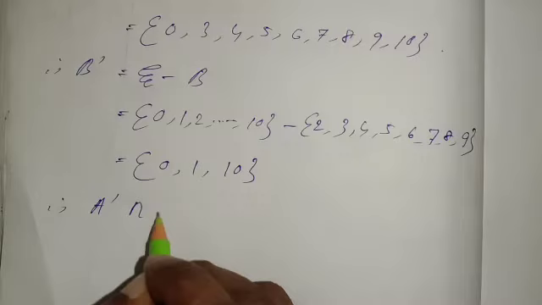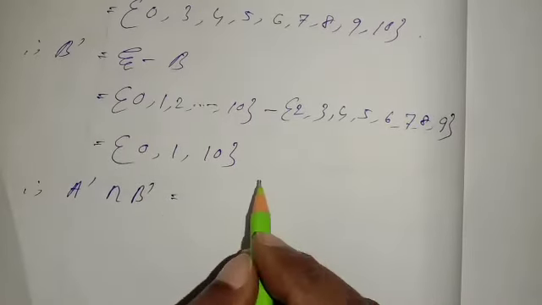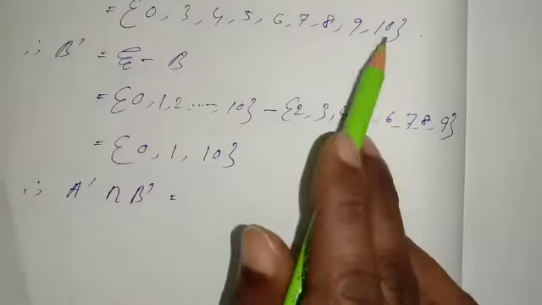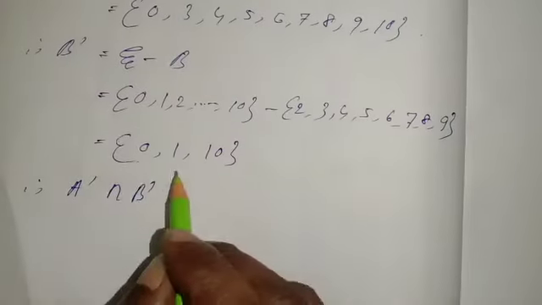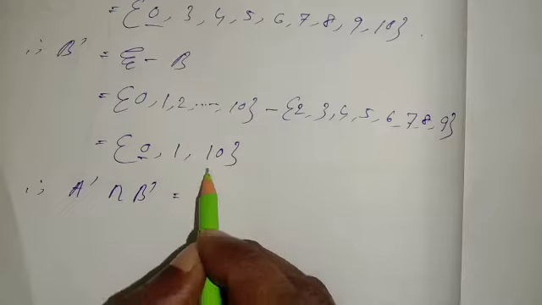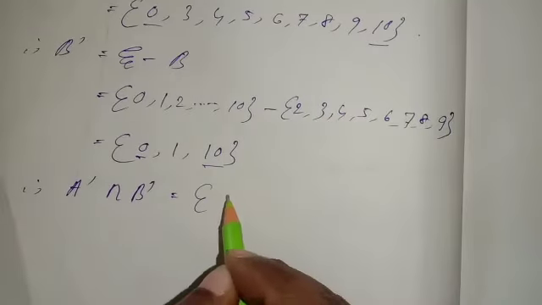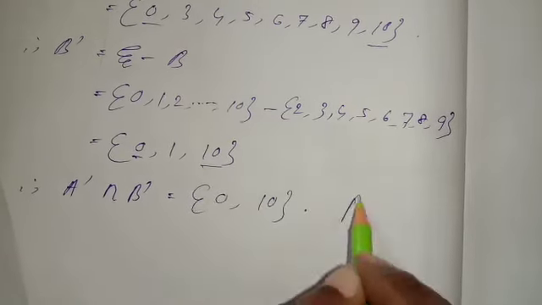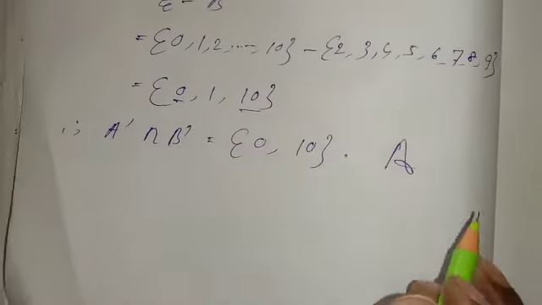After finding A complement and B complement, then you have to find out A complement intersection B complement. Intersection means the common elements between A complement and B complement. See, A complement, how much you got? 0, 3, 4, 5, 6, 7, 8, 9, 10. And all common is what? 0 common and 10 common. 0 and 10 is the common. In this way, question number 1 is completed. Okay. Let us go to one more question.